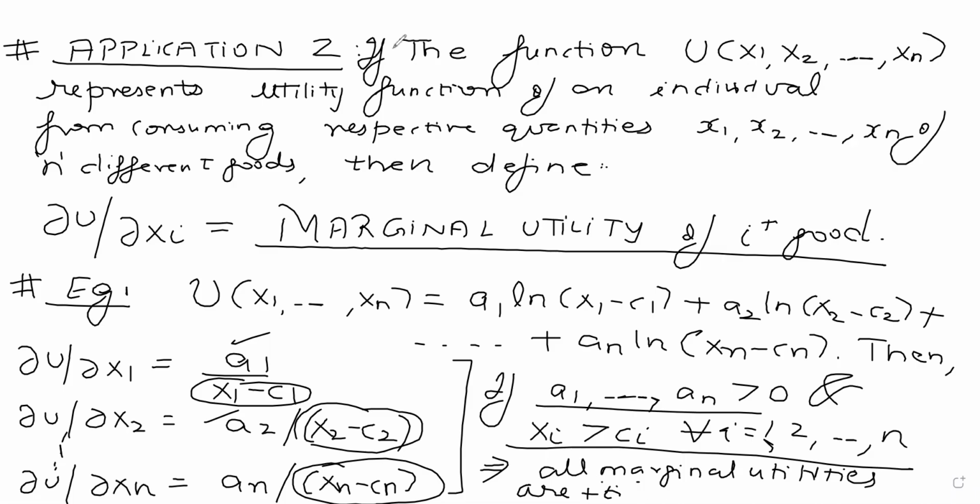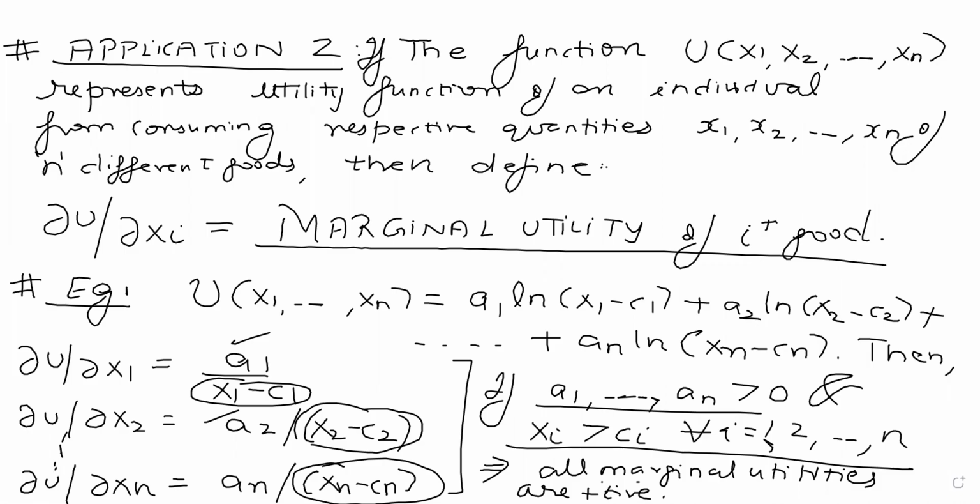So basically, application 2 was just a replica of application 1. Application 1 is based on production theory. Application 2 is based on consumer theory. When you partially differentiate the production function with respect to the ith unit, you get the marginal product, keeping all other inputs constant. When you partially differentiate the utility function of the consumer with respect to the ith good, you get the marginal utility of that good, keeping all other goods constant.